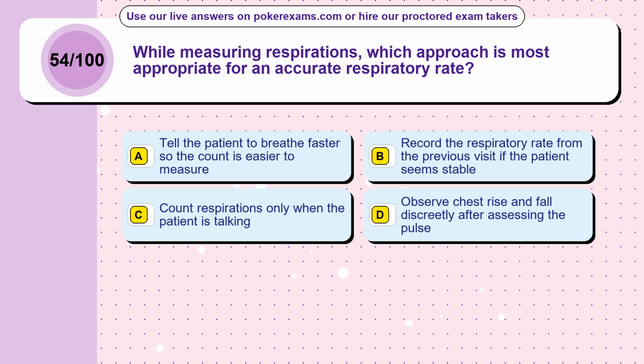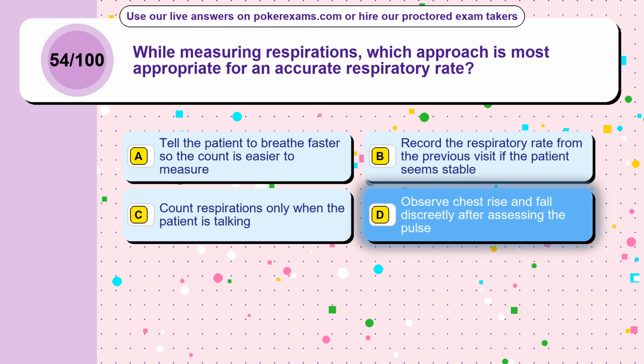Option A. Tell the patient to breathe faster so the count is easier to measure. Option B. Record the respiratory rate from the previous visit if the patient seems stable. Option C. Count respirations only when the patient is talking. Option D. Observe chest rise and fall discreetly after assessing the pulse.